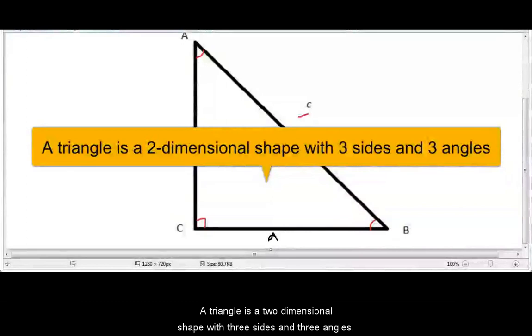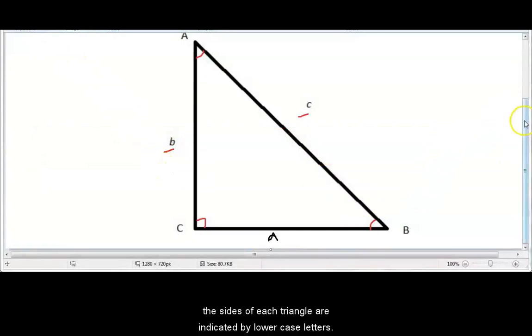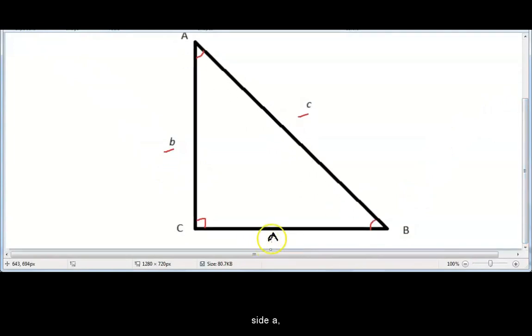A triangle is a two-dimensional shape with three sides and three angles. Consider the triangle below. The sides of this triangle are indicated by lowercase letters. This is side a, this is side b, and this is side c.